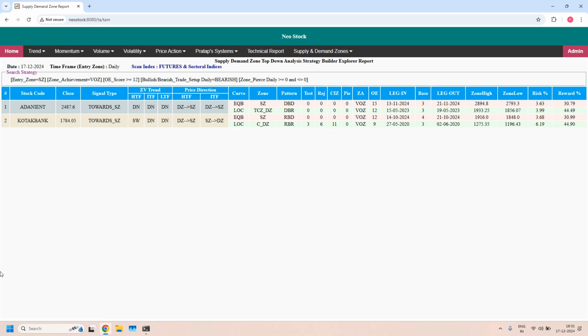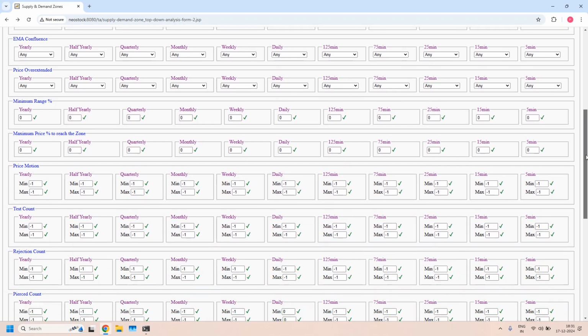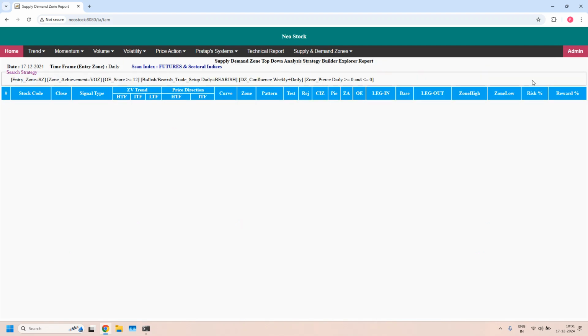Out of these 2, how many are having ITF confluence? Let us verify. That is a monthly supply zone, daily entry time frame daily, right? So daily supply zone with weekly supply zone confluence, LTF and ITF supply zone confluence. So we set the parameter filter. So we didn't have any stocks with ITF confluence. If ITF confluence is not there, weekly confluence, HTF confluence also won't be available.